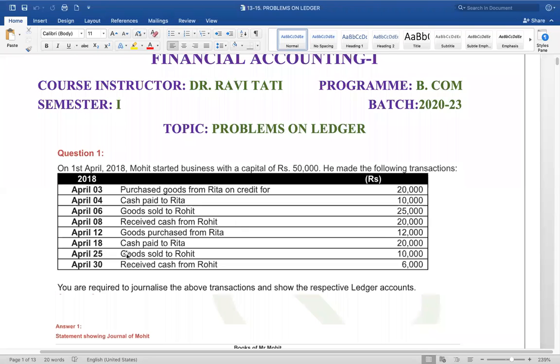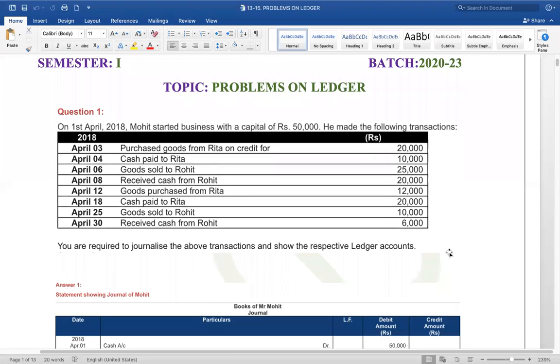On April 25th, goods sold to Rohit 10,000. On April 30th, received cash from Rohit 6,000. This is the problem with the transactions. Totally how many transactions? 1, 2, 3, 4, 5, 6, 7, 8. With capital of 50,000.